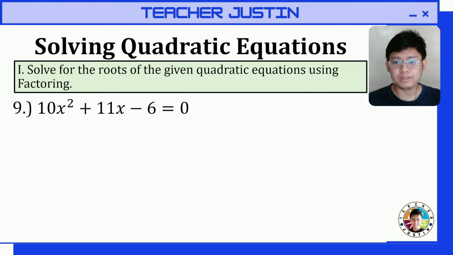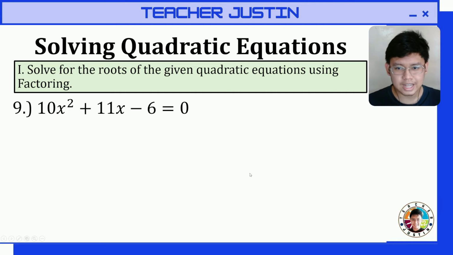Alright. Let's solve for this quadratic equation using factoring. So, ito yung equation natin, 10x squared plus 11x minus 6 is equal to 0. So, para masagutan natin to using factoring, our first step is to make sure na lahat ng terms nasa left side ng equation natin. Then, kung nasa left side na siya, pwede na nating simulan ng factoring. So, let's factor 10x squared plus 11x minus 6. Let's use the quadratic trinomial case number 2 in factoring our polynomial.